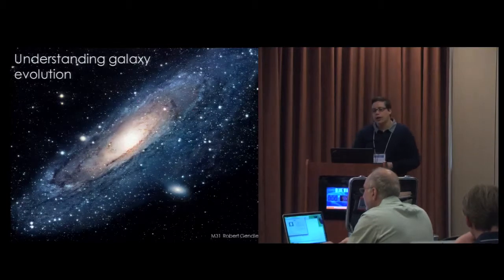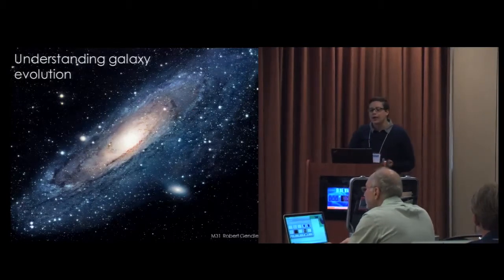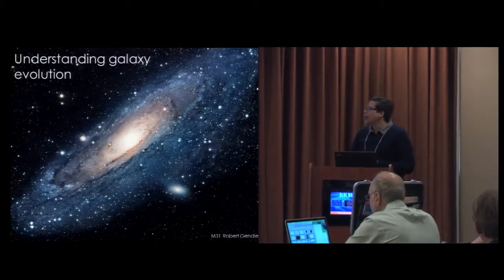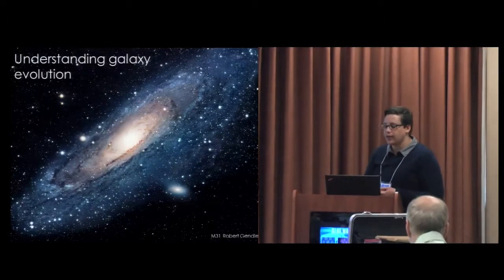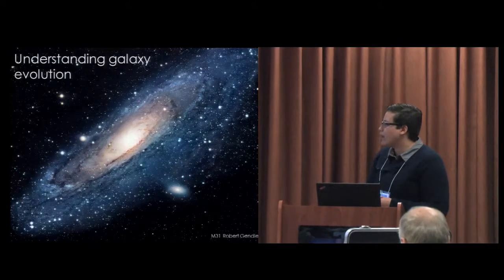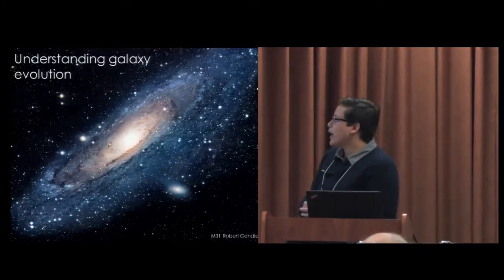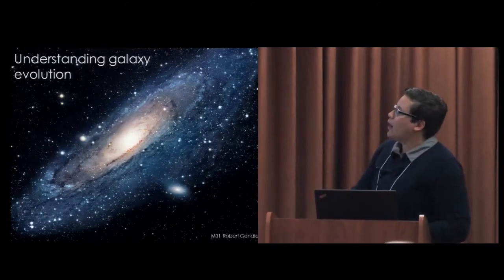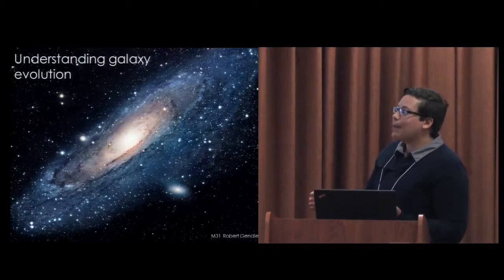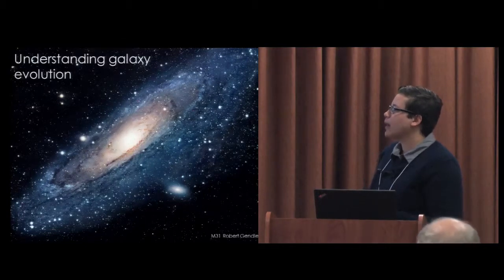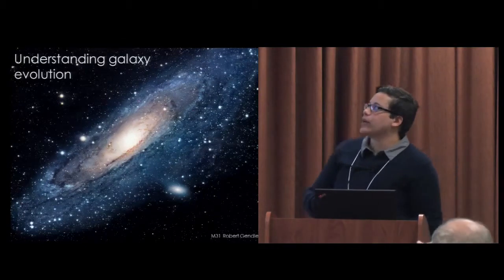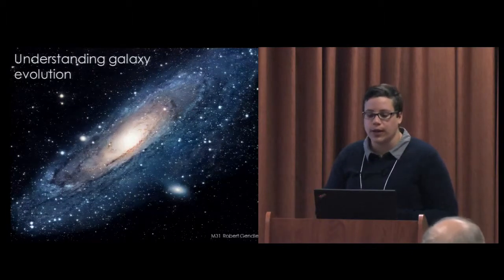So in general, my goal is to get a better understanding of galaxy evolution. And there are many components of understanding galaxies. Here you can see this beautiful image of M31 by Robert Gendler. And you can see that there are a lot of different components in galaxies that we need to understand. We need to trace the gas, the stars, and also the dark matter in order to understand what's going on with galaxies through cosmic time.